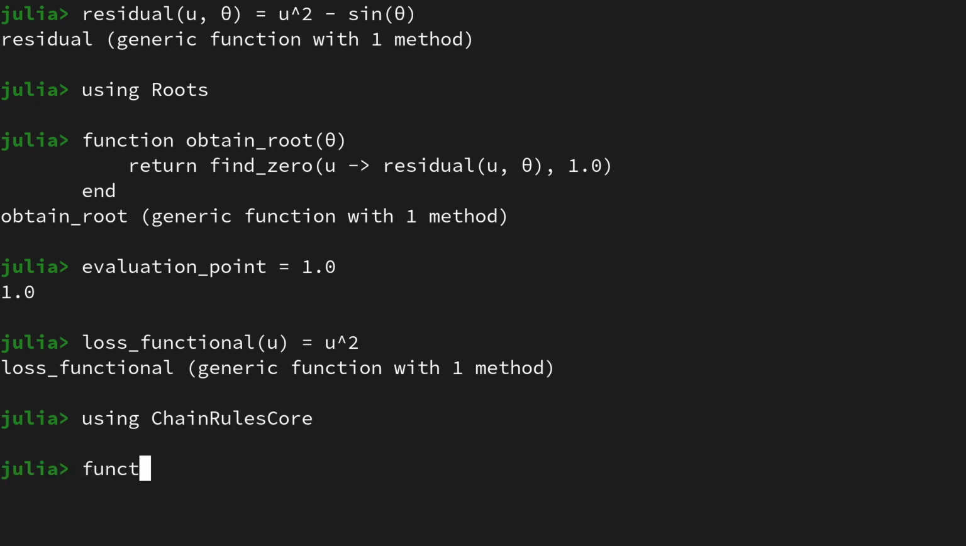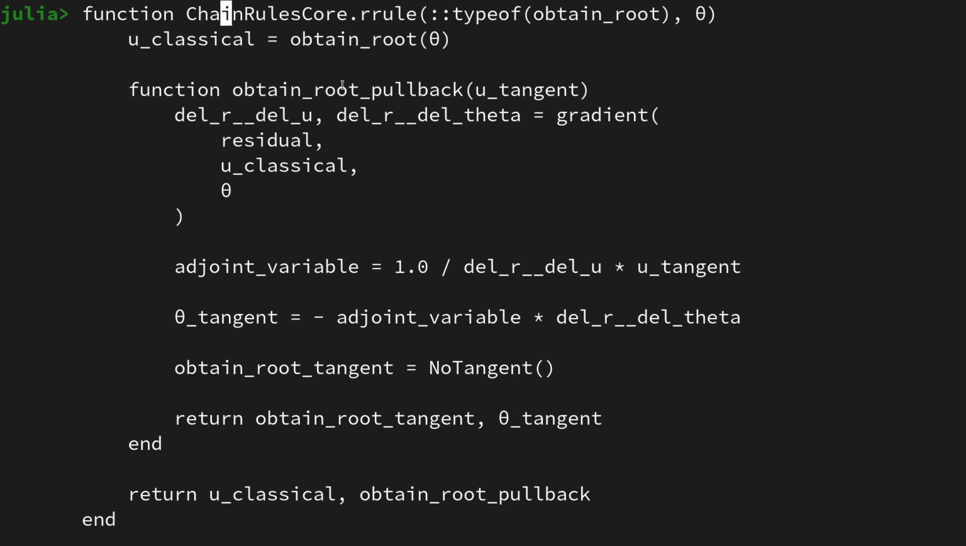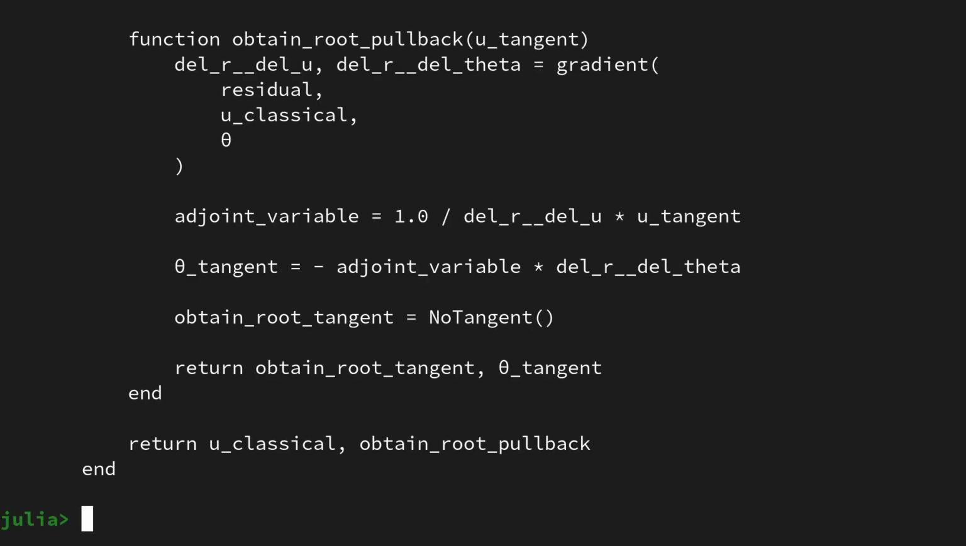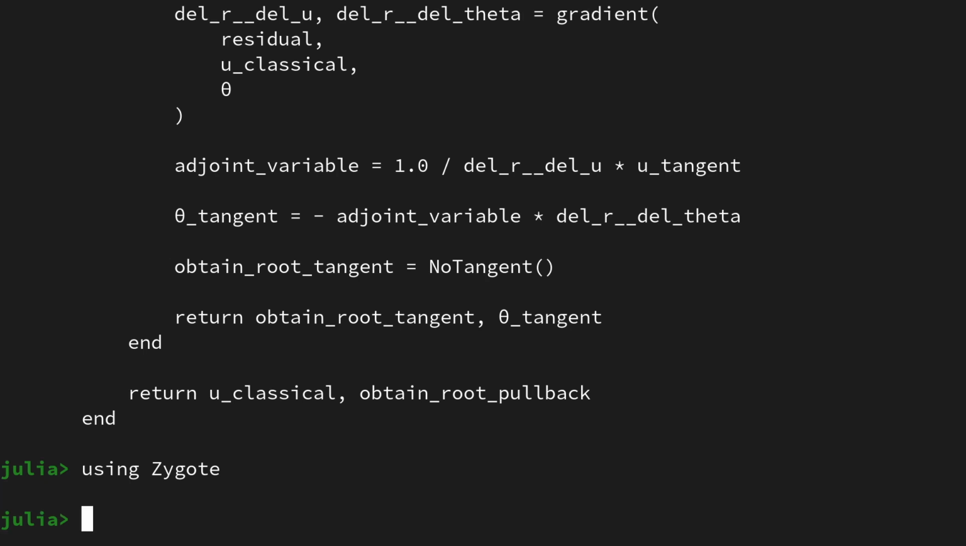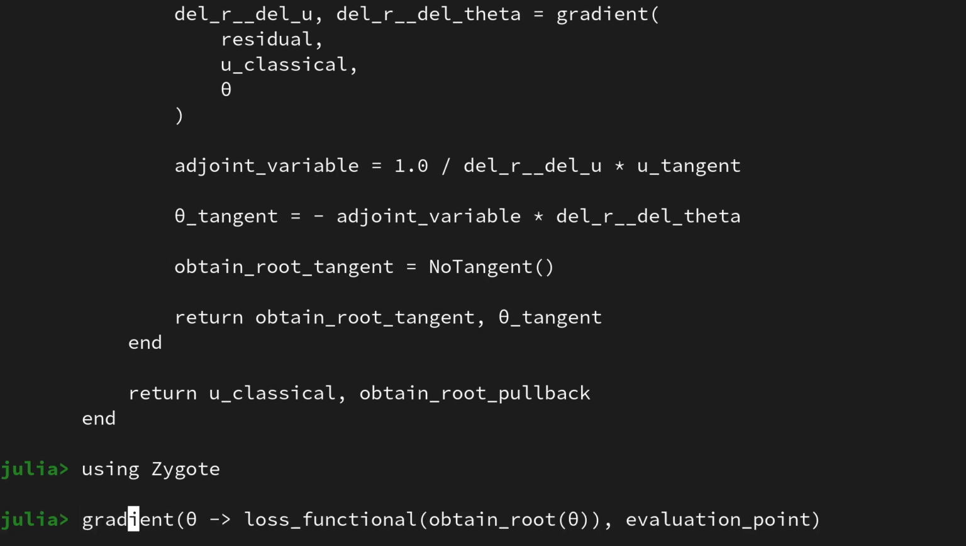And now I want to type out the beginning of the adjoint rule that we just created. So this one here, using my arrow up key, and I'm getting what we wrote in the previous session. I hit enter to execute that, and then I can import Zygote, and now Zygote should be aware of the adjoint rule that we implemented. So let's try that out, use gradient again, and let's see if it works.